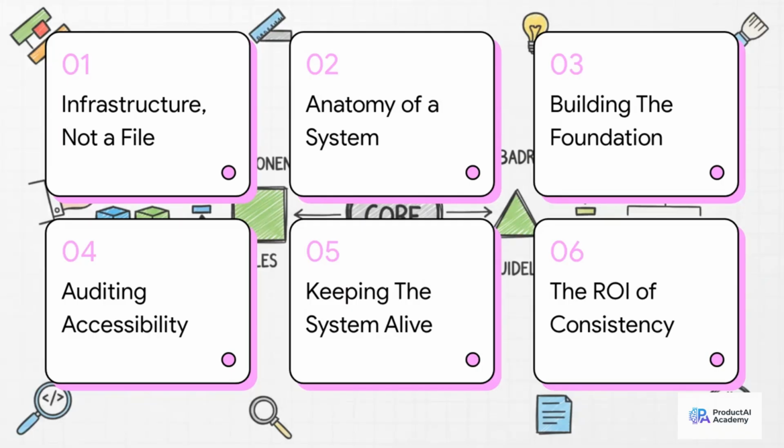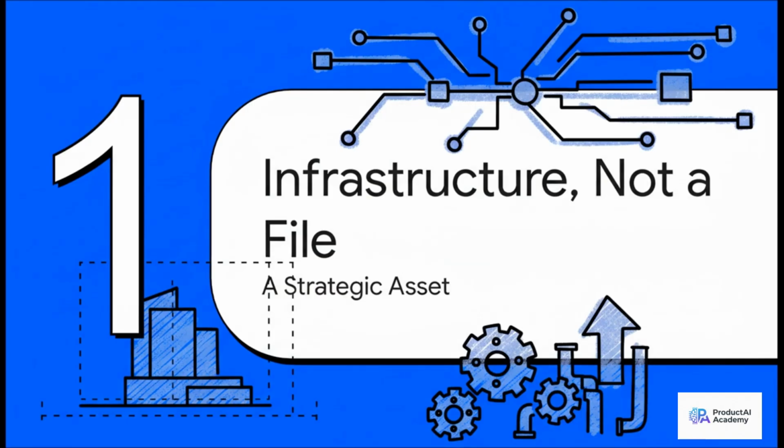So, here's our game plan. We're going to start by shifting our mindset, really digging into why a design system is critical infrastructure. Then, we'll dissect its anatomy to see what makes one tick. From there, we get practical, building the foundation, making sure it's accessible, and this is a big one, learning how to keep the system alive and evolving. To wrap it all up, we'll connect the dots back to the bottom line, the real-world return on investment. Okay, let's jump right in.